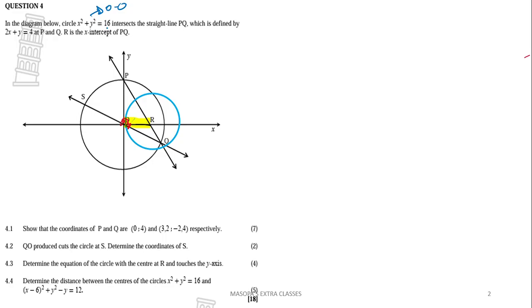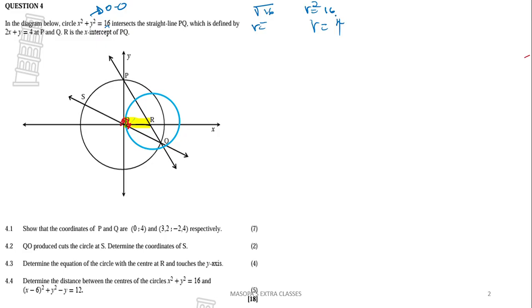Remember 16 represents r squared. To get the radius, we just have to root this 16. So basically this 16 is your r squared, which is 16, and when you root 16, we get the radius, which will be 4. So basically your radius is 4.